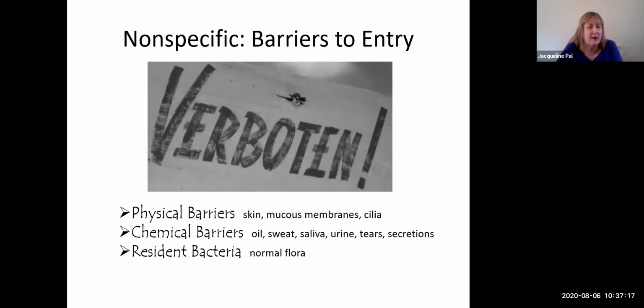And the third type of barrier to entry that people rarely think about is that we have resident bacteria in our body. We have a normal flora, and the whole point of this normal flora is to keep out the bad germs. Okay? So the classic example of this is, ladies, you have normal flora in your vagina, and certain antibiotics that you're taking to treat infections can kill that normal flora, and that lets other organisms proliferate.